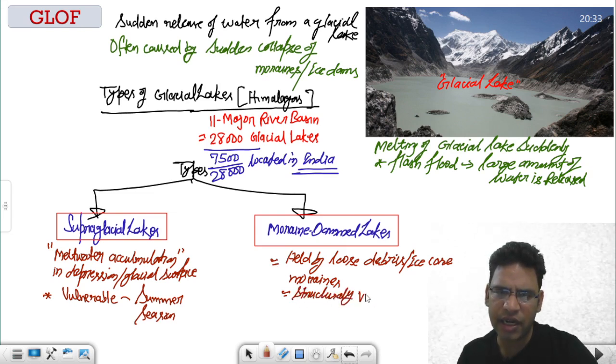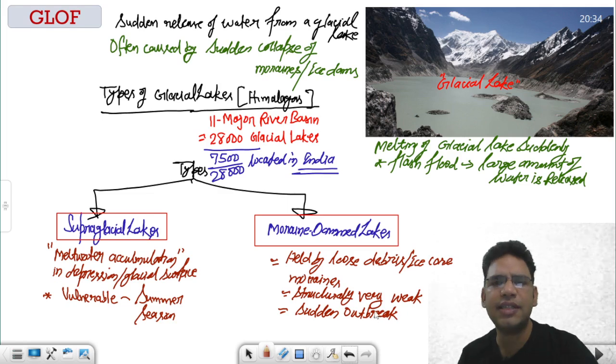स्ट्रक्चरली वेरी वीक, है ना, एक्सट्रीमली वीक. तो इनमें सडन आउटब्रेक हो सकता है, ये कभी भी टूट सकती हैं, है ना. जैसे ही पानी की मात्रा ज्यादा होगी, द अमाउंट ऑफ वाटर इज हायर, द वॉल्यूम ऑफ वाटर इज हायर, ऑटोमेटिकली इट विल नॉट होल्ड दैट मच वाटर एंड इट विल सडनली ब्रेक.